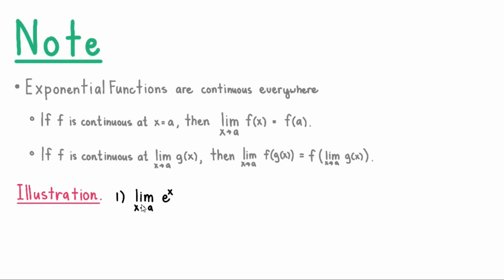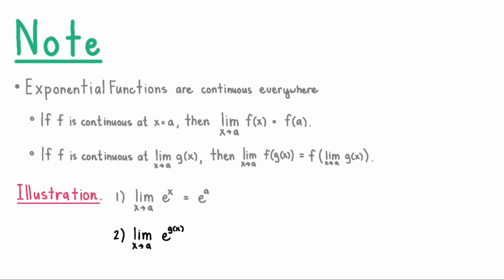So if we are to solve this one, since we know that the exponential function out here is continuous everywhere, this means that for this point A, we can simply just plug that one in by our first property mentioned above. So we'll have here e raised to a. So that answers this first limit. Let's have this second one. We have the limit of e raised to g of x as x approaches a.